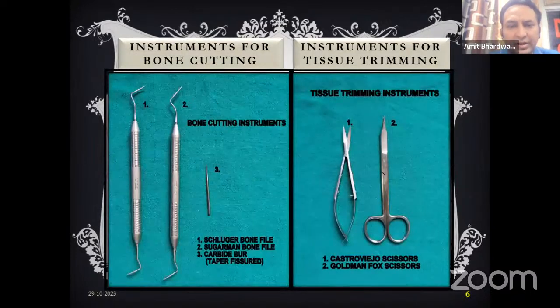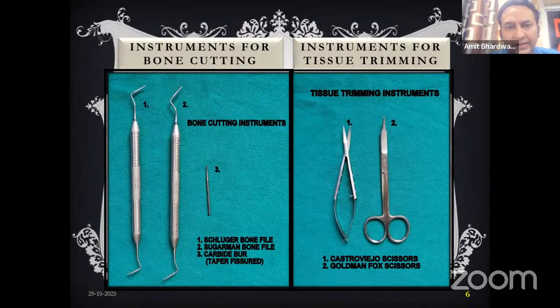Then comes some bone shaping instruments. As periodontal disease leads to various deformations in the alveolar bone surrounding the tooth, sometimes you need a good bone file to reshape the bone for resective osseous surgeries. I will not advise any handpiece or any burr, because that can generate excessive heat, and the speed is not in the control of the dentist. So better use either a Schluger file or a Sugarman file, as you can see in these two pictures.